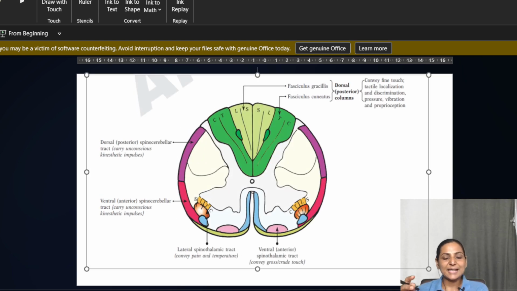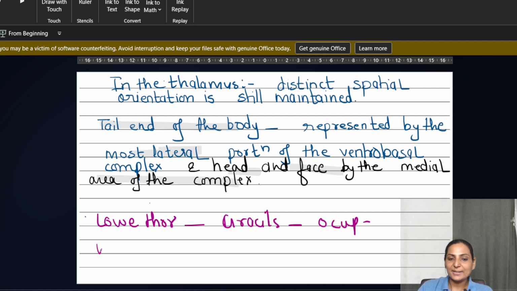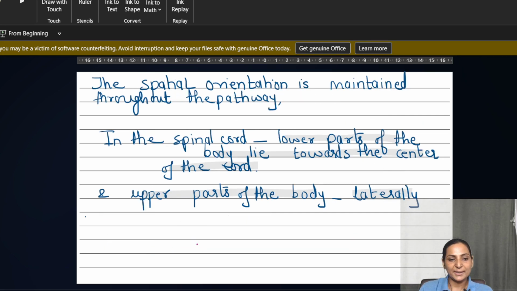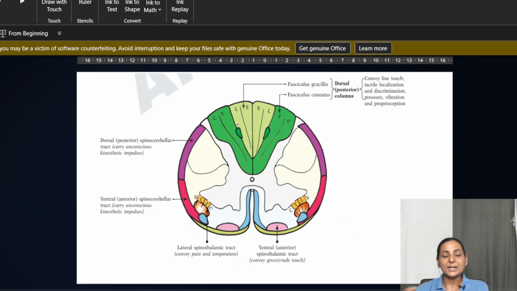Now as we have discussed, the fasciculus gracilis is carrying from the lower limb, up to the lower thoracic region, that means lumbar and thoracic. In the lower thoracic region, you will find that the fasciculus gracilis occupies the whole of the posterior column. The entire posterior column of the spinal cord is occupied only by the fasciculus gracilis.